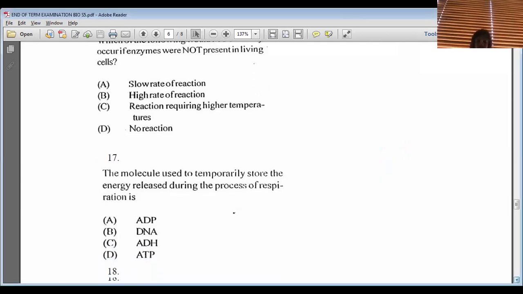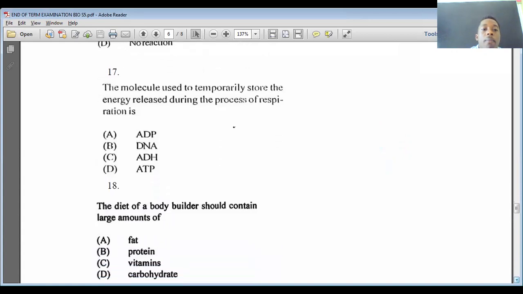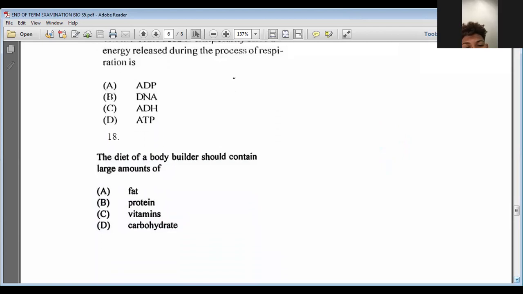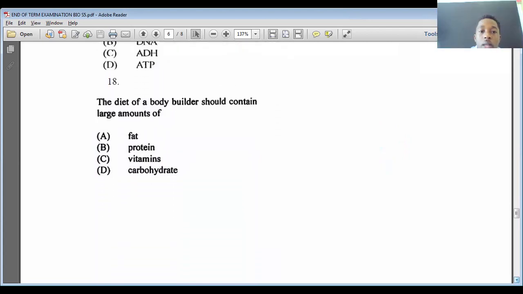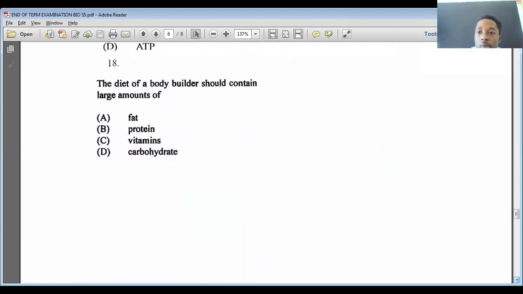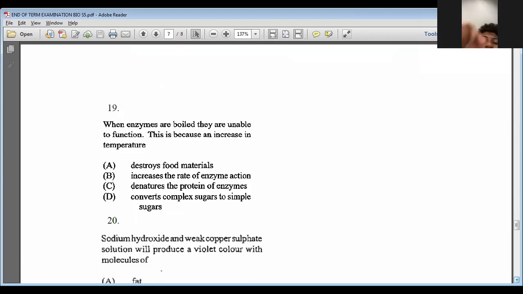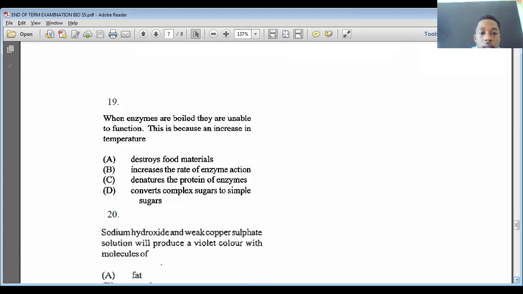Number 17. The molecule used to temporarily store the energy released during the process of respiration is ATP. The diet of a bodybuilder should contain large amounts of protein. When enzymes are... oh, this question was repeated. So the answer would be C, denatures the protein of enzymes.